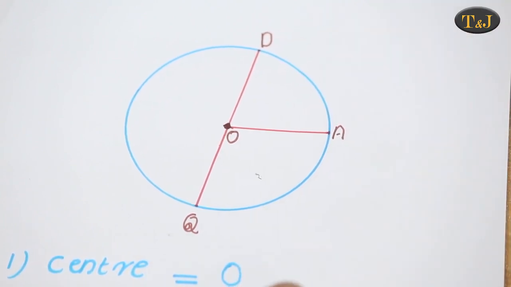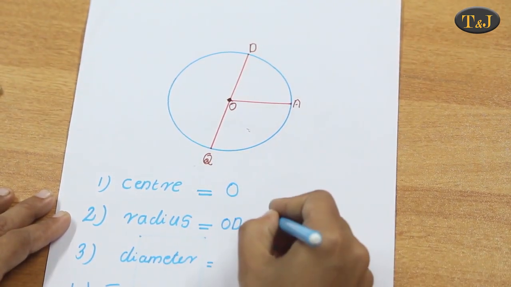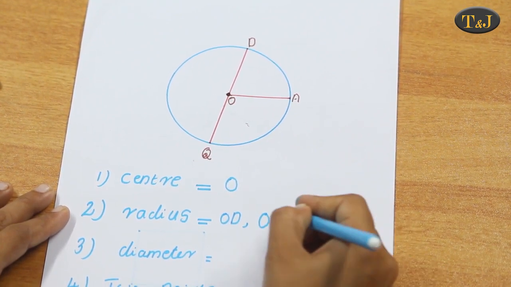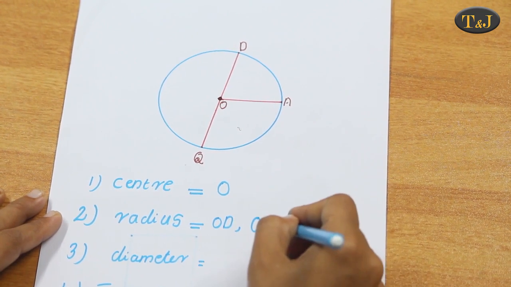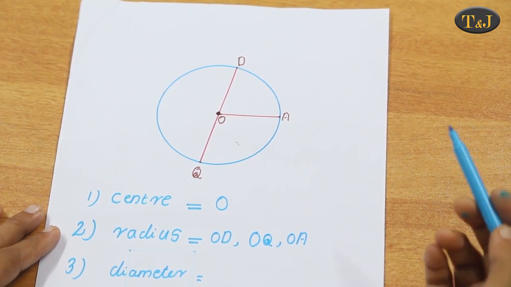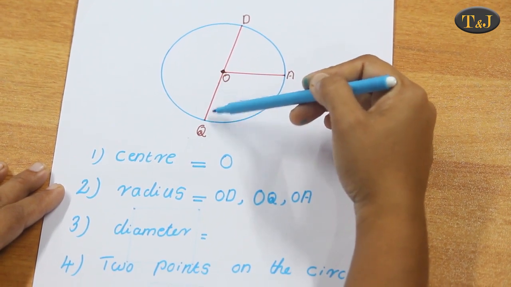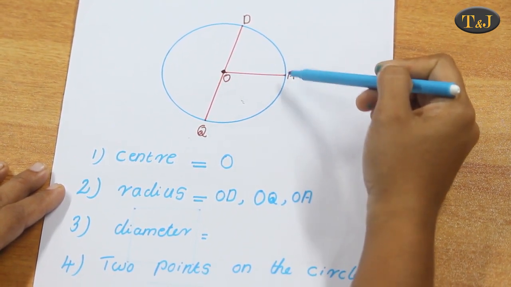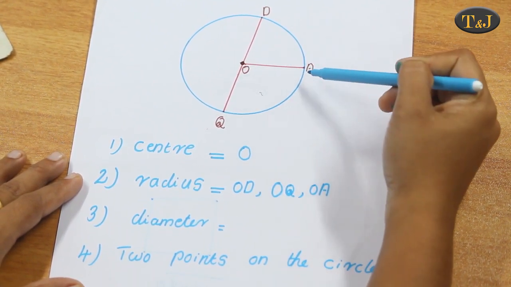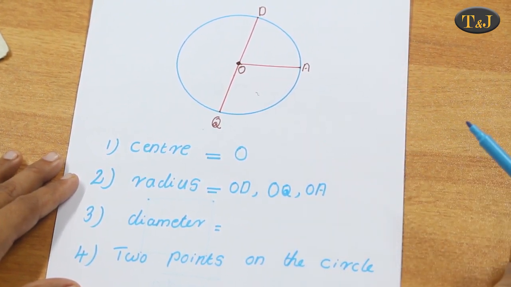So the first radius is denoted by OD. Then our second radius is OA. So our radius are OD one radius, OQ another radius and OA third radius. So there are 3 radius in this circle, OD, OQ and OA.